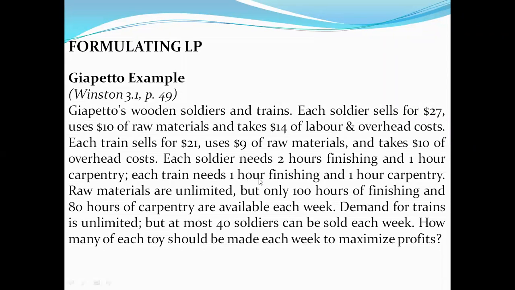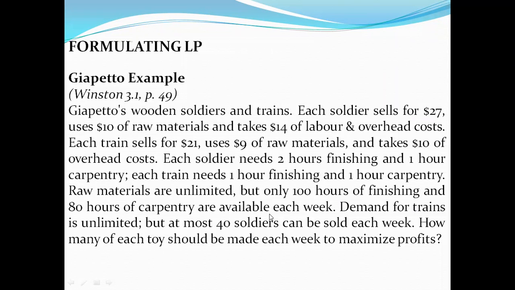And each train needs 1 hour of finishing and 1 hour of carpentry. So overall work is considered as 2 hours, but at two different stages: 1 hour for finishing and 1 hour for carpentry. So for soldiers, 3 hours, and for trains, 2 hours. Raw materials are unlimited. So there is a constraint and condition here. Listen clearly: raw materials are unlimited, but only 100 hours of finishing and 80 hours of carpentry are available.